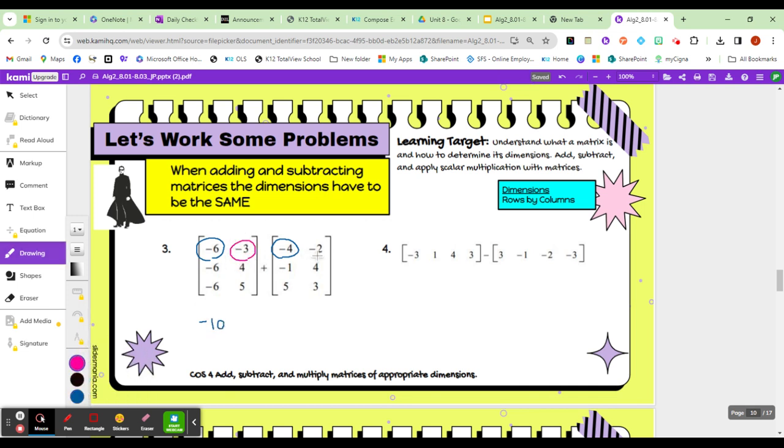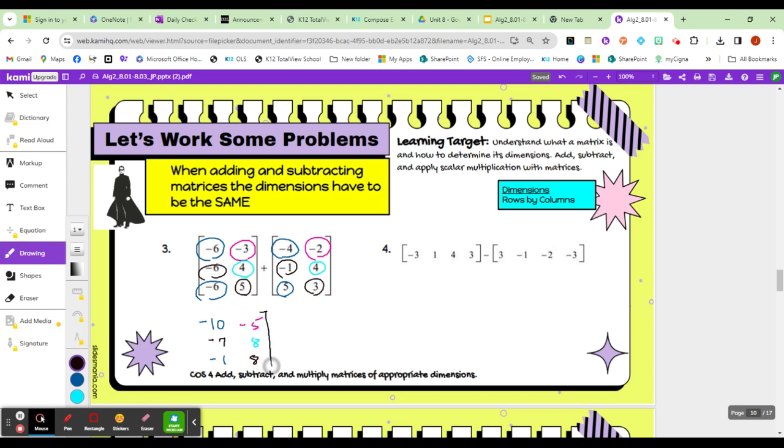You'd add the -3 with a -2. That's going to give you -5. You'd add this -6 with this -1. That'd be -7. You'd add this 4 with this 4. That would give you 8. You would add this -6 with this 5. That would give you -1. And then you would add this 5 with this 3, and that would give you 8.